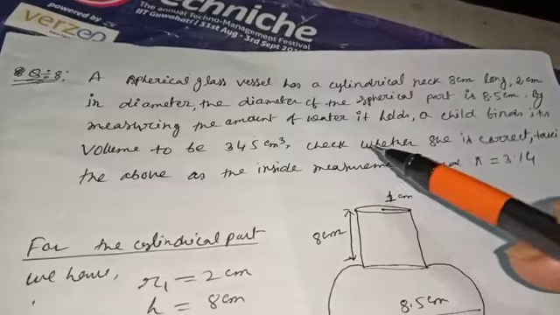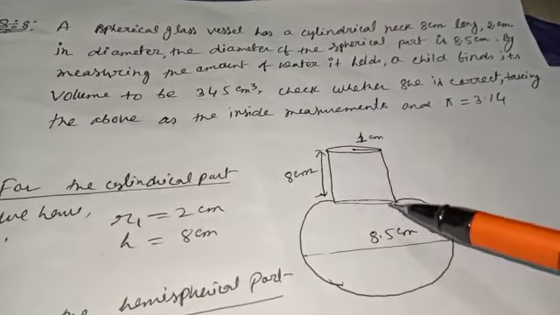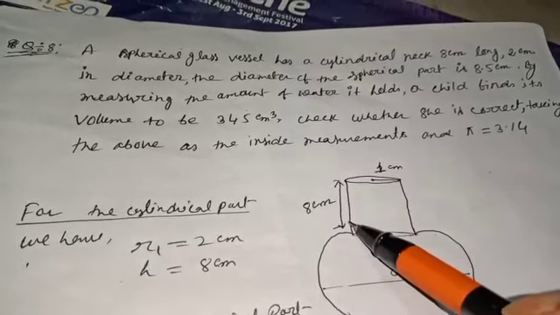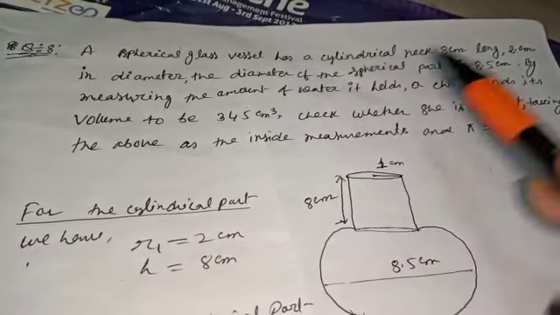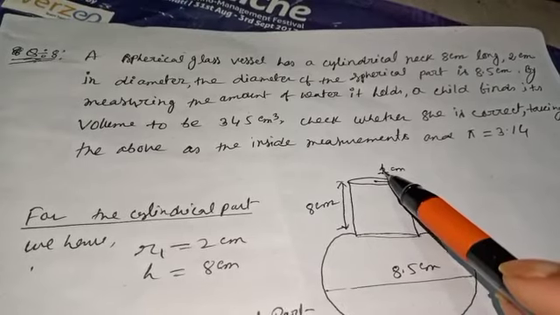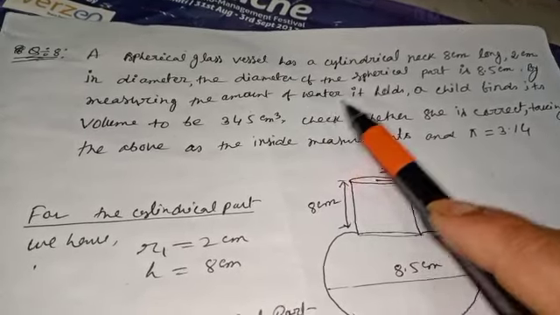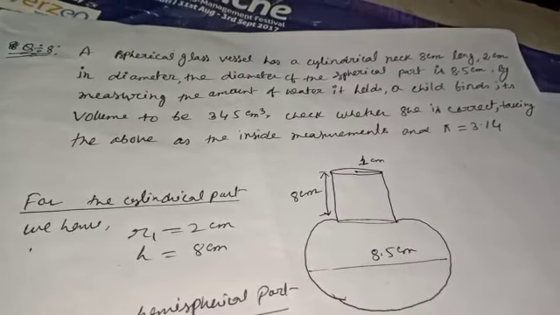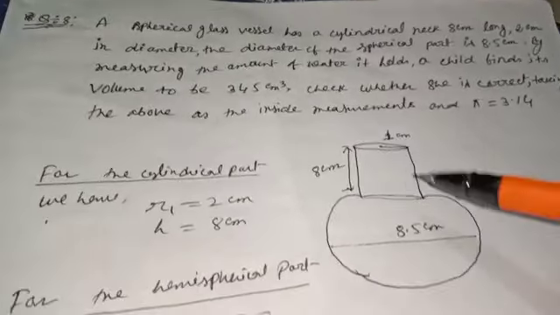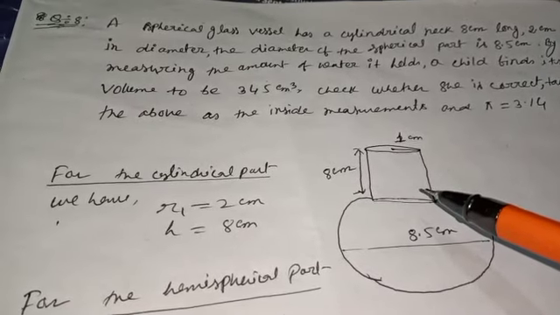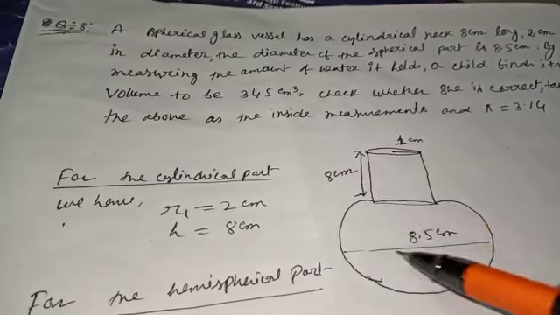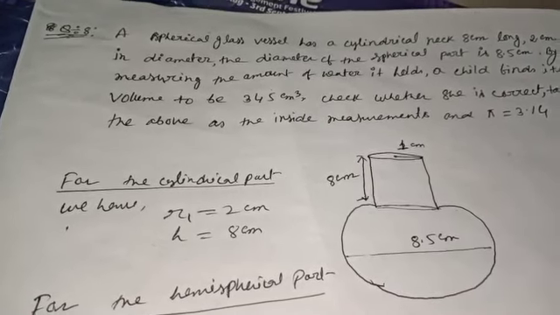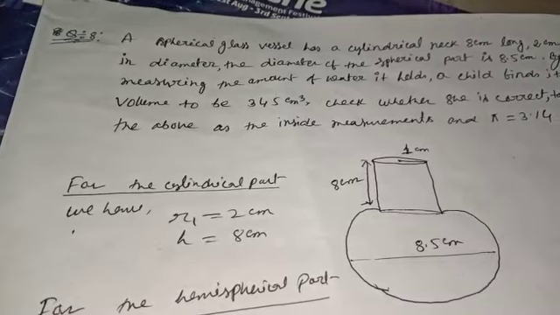Means you can get this type of shape. A spherical glass vessel, a cylindrical neck. This is the neck. 8 centimeter is long, means height of this one, and 2 centimeter in diameter. If 2 centimeter is diameter, that means 1 centimeter is radius, and the diameter of the spherical part is 8.5. That means the radius is what? 8.5 by 2. Now a child has got the volume of this glass as 345. Now you need to find out whether she is correct or wrong.